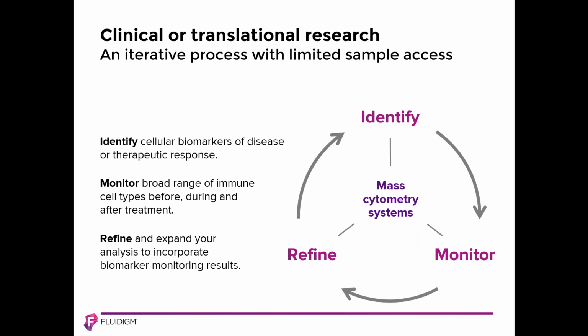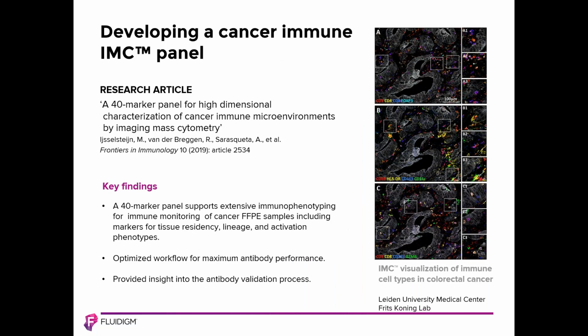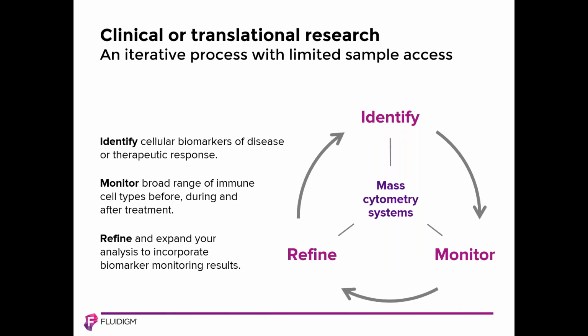The iterative and collaborative nature of clinical and translational research demands consistent and standardized parameter measurements run to run and site to site. Mass cytometry systems can help address all stages of clinical translational research. High-dimensional mass cytometry panels are extremely useful for screening at the single-cell level in both tissue and cells in suspension. Through this process, cellular biomarkers of disease and therapeutic responses can be identified.